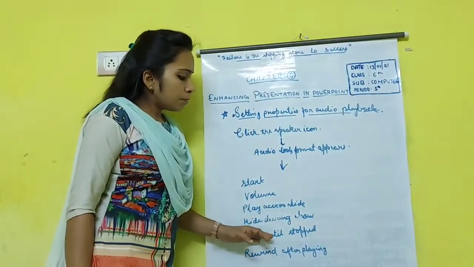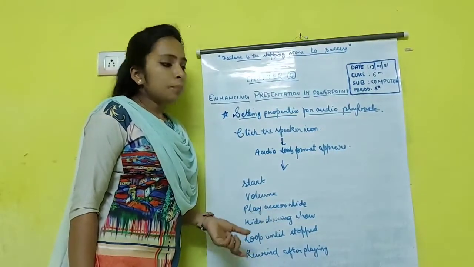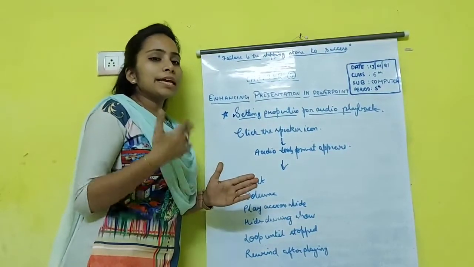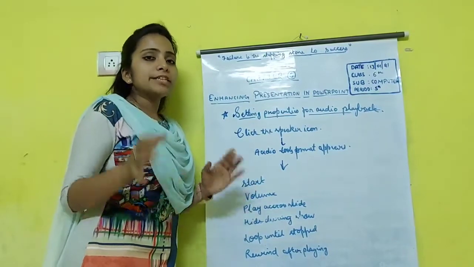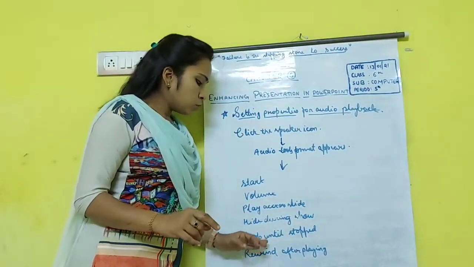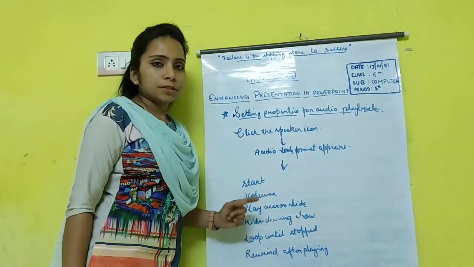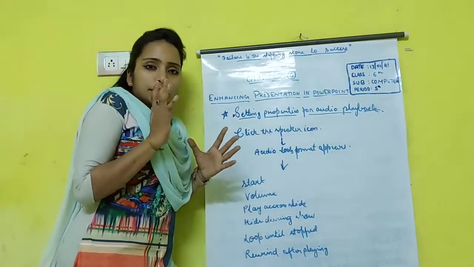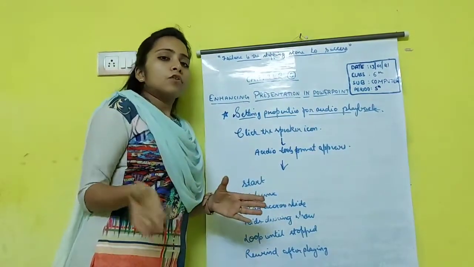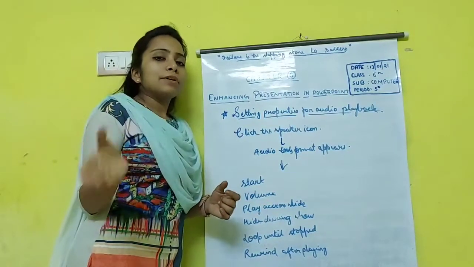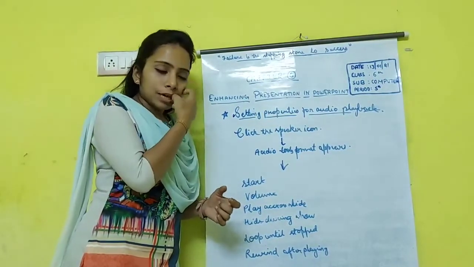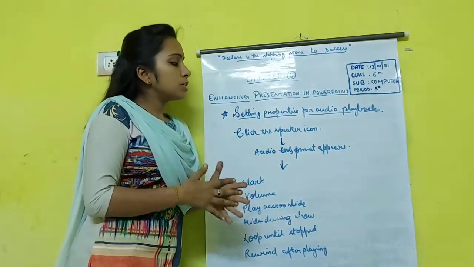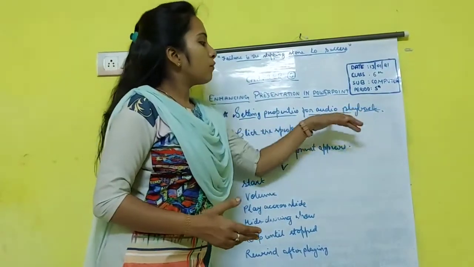Then loop until stopped. Loop until stopped means your audio should replay again and again till you stop it. That should be controlled by you. For that you should go for loop until stopped. Clear? Then rewind after playing. Until you stop it, it will rewind itself again and again. For that option you will go here. So these are the different formats or tools you can use for the playback of your audio in the slide.